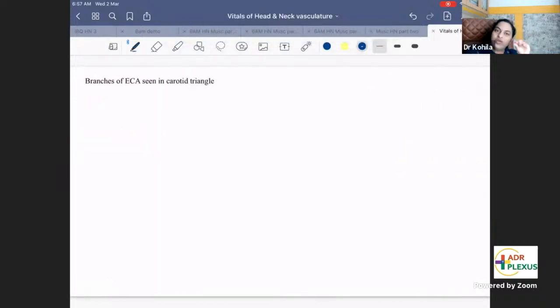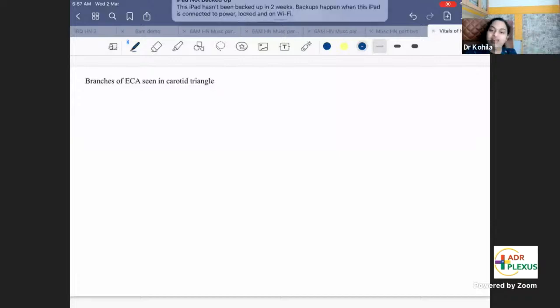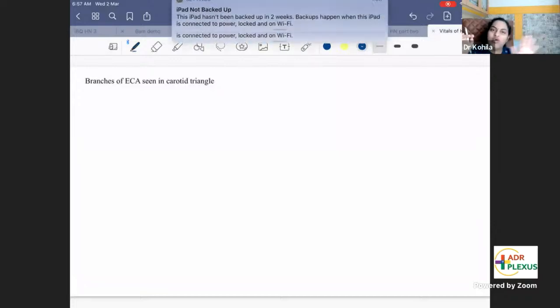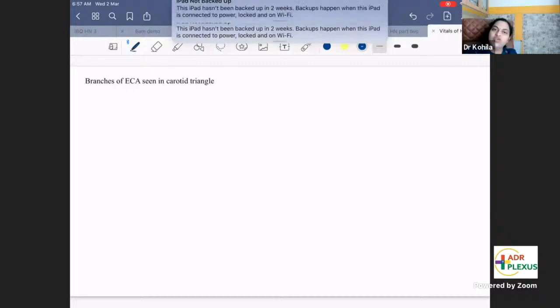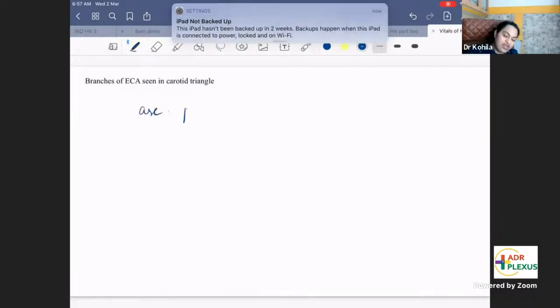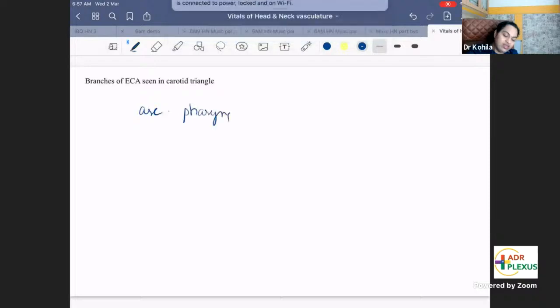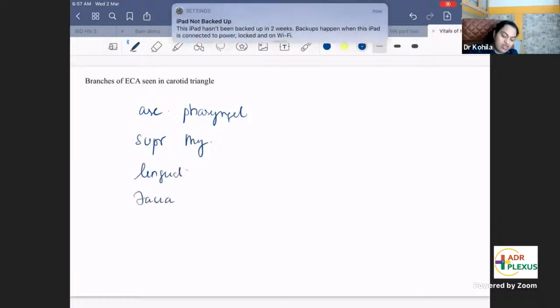Branches of external carotid seen in carotid triangle. Abhishek, are you there? You remember the mnemonic? What are the 5 branches you get to see in the carotid triangle, Abhishek? Ascending pharyngeal, superior thyroid, above that lingual, above that facial, opposite to that occipital artery. Right?